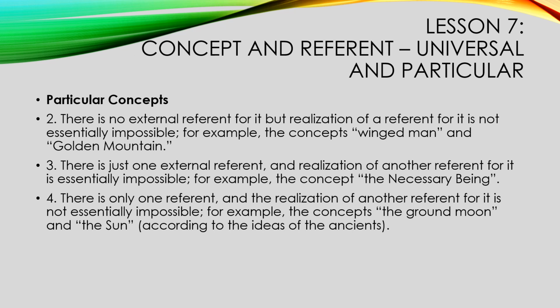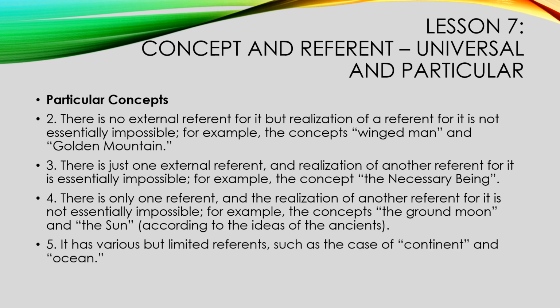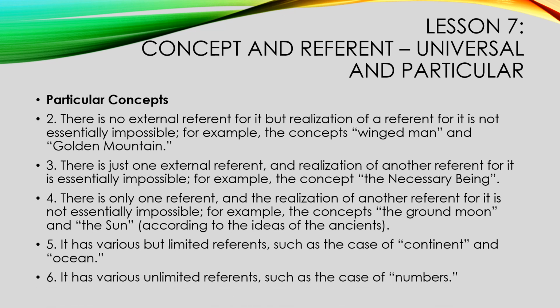Number 4, there is only one referent, and the realization of another referent for it is not essentially impossible. For example, the concepts the ground, moon, and the sun, according to the ideas of the ancients. Number 5, it has various but limited reference, such as the case of continent and ocean. There are less than 10 continents, and less than 10 oceans that we have. Number 6, it has various unlimited reference, such as the case of numbers 1, 2, 3 ad infinitum.